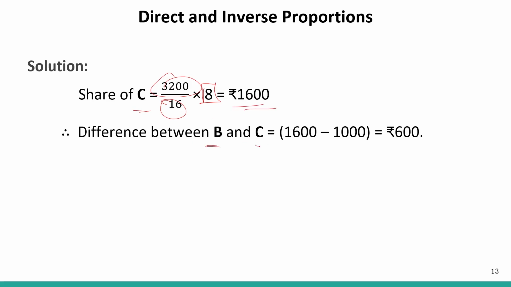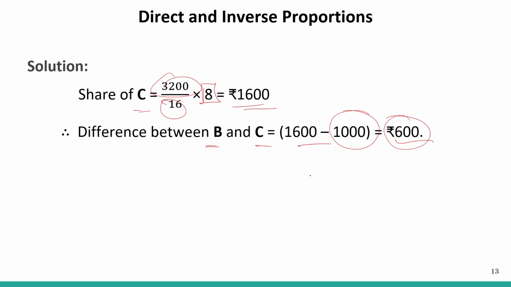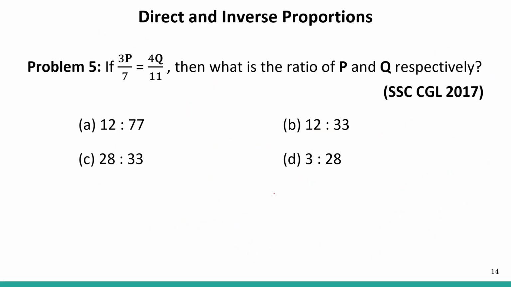So difference between B and C is 1600 minus 1000. So how much is it? It is 600 rupees, right? So 600 was the correct option in B. Okay. So correct option was B, that is 600. So let's go forward to the next question. So the next question, that is number 5, says that 3p by 7 is equal to 4q by 17.